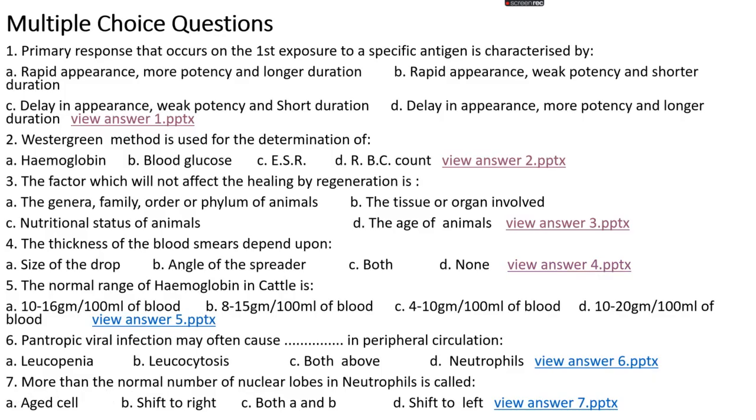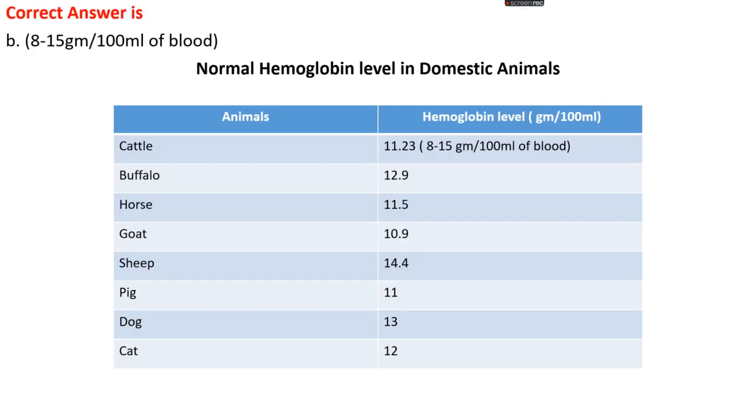Okay, question number 5. The normal range of hemoglobin in cattle is option A, 10 to 16 gram per 100 ml of blood. Option B, 8 to 15 gram per 100 ml of blood. Option C, 4 to 10 gram per 100 ml of blood. Or option D, 10 to 20 gram per 100 ml of blood. The right answer is option B, that is 8 to 15 gram per 100 ml of blood.